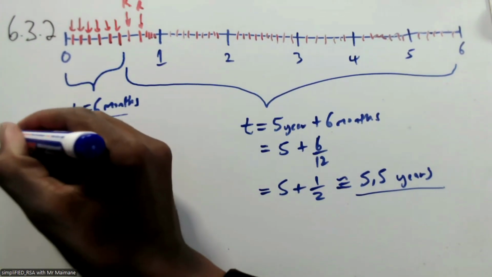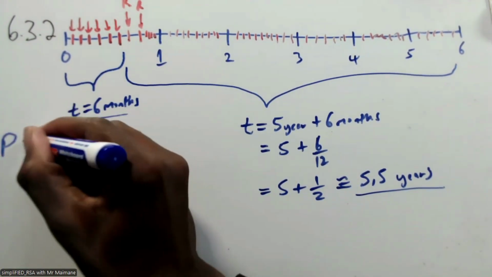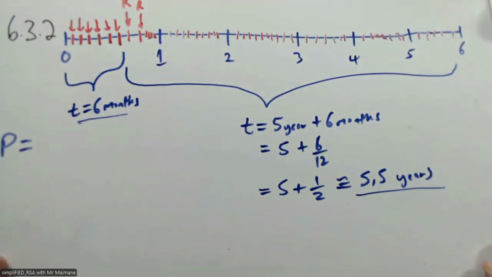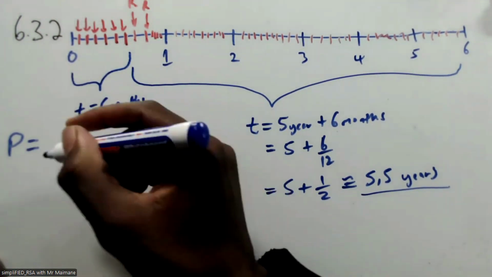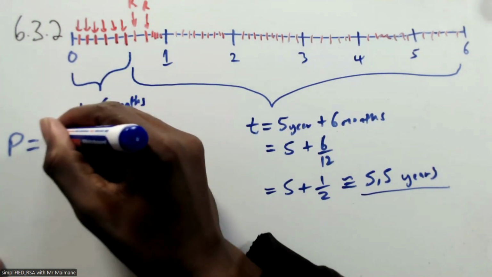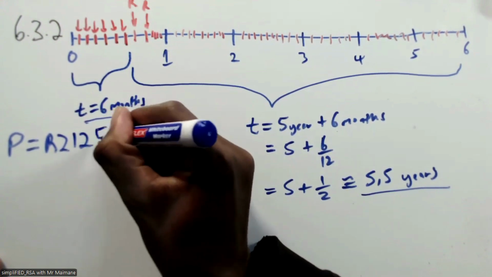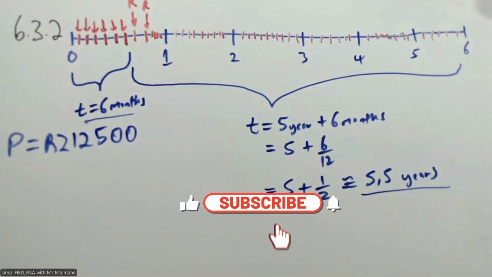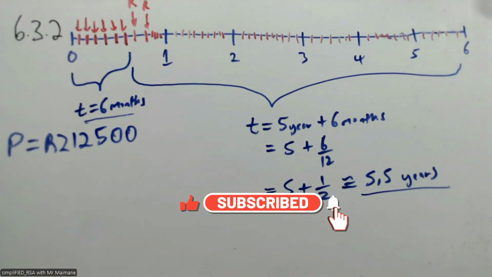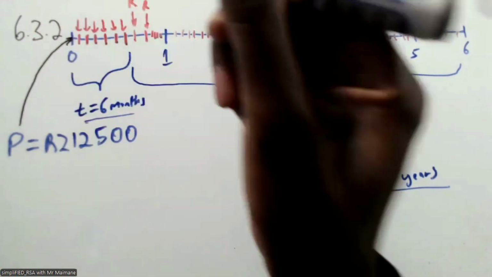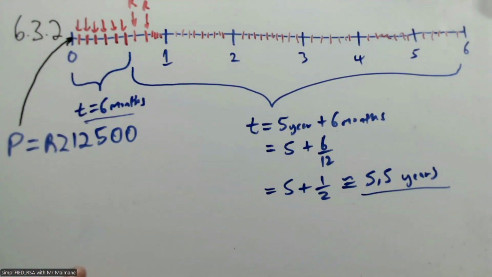So far, I know that the loan amount, which I'm going to call P because I'm looking at the present value of annuities, is 212,500. This 212,500 was granted when Thabo applied for the loan to pay for the remaining amount of the car.